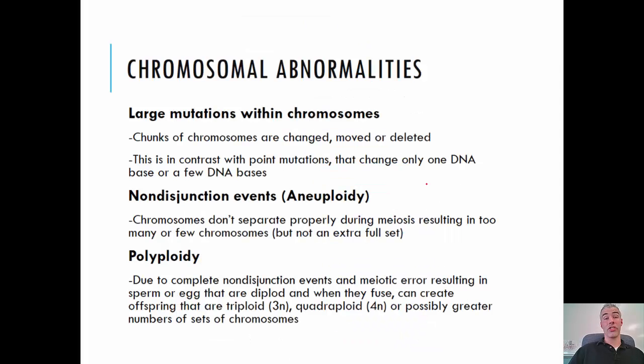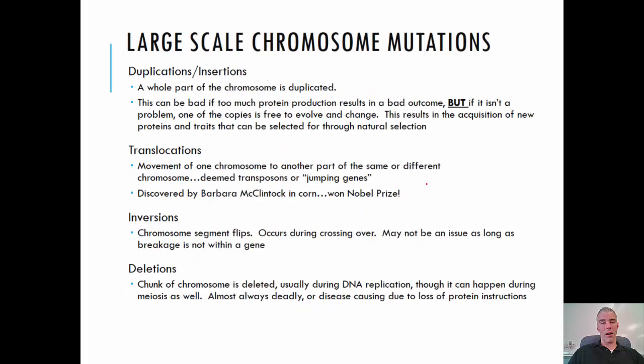You can also have things called non-disjunction events, which are when the chromosomes don't properly separate during the process of meiosis. That's called aneuploidy also, the result being an extra chromosome or one fewer chromosome in a gamete. And then full-scale polyploidy, which is where you have complete non-disjunction events and meiotic errors where you have sperm or egg that are diploid as opposed to haploid, and they fuse together and create 2N, 3N, 4N individuals. Now in humans that's obviously fatal, but in other organisms it can sometimes work out.